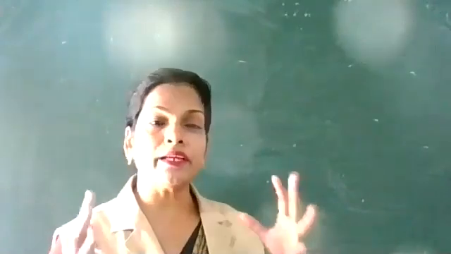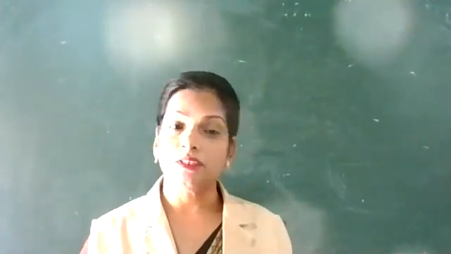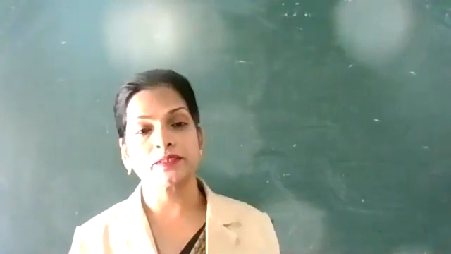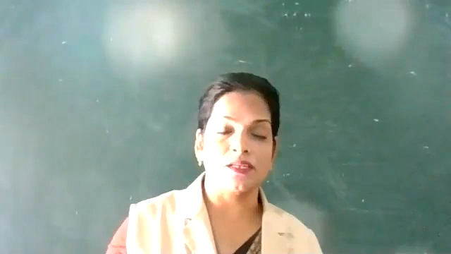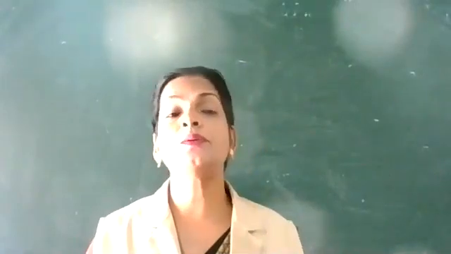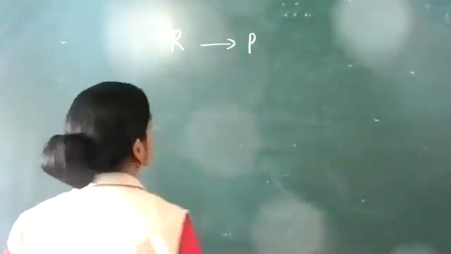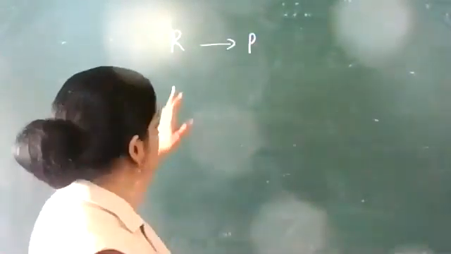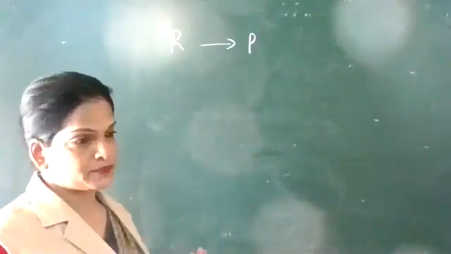So speed of the reaction means the change in concentration of the reactant or the product in unit time. The change in concentration of any one of the reactants or any one of the products in unit time. Suppose we are taking generally R and P. This is reactant, this is product. Any one of the reactants, any one of the products.